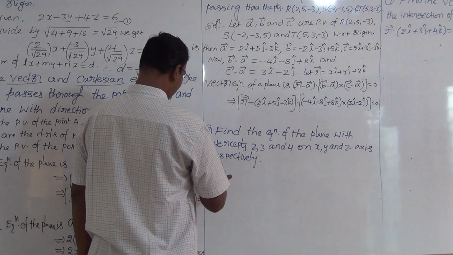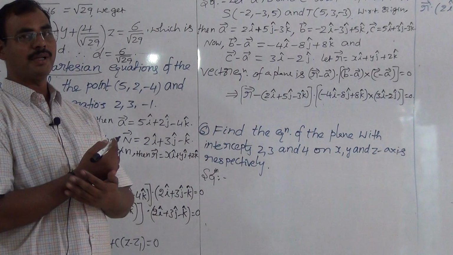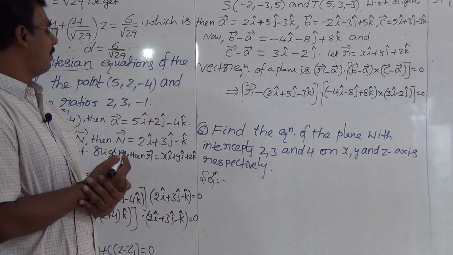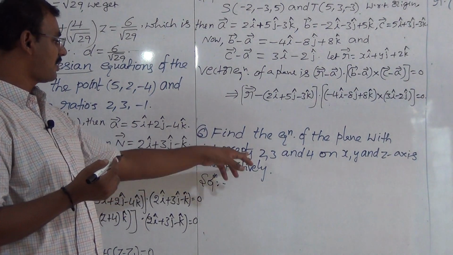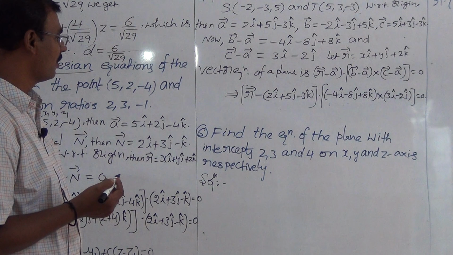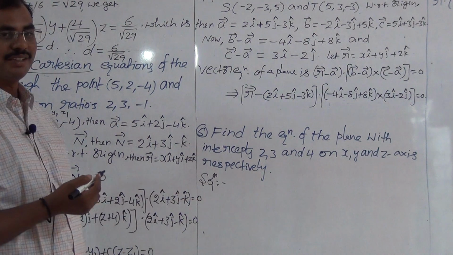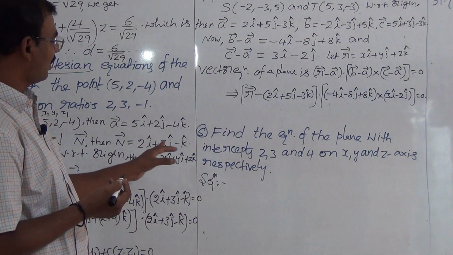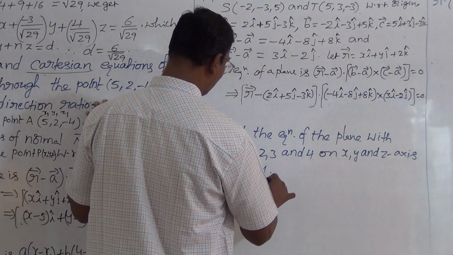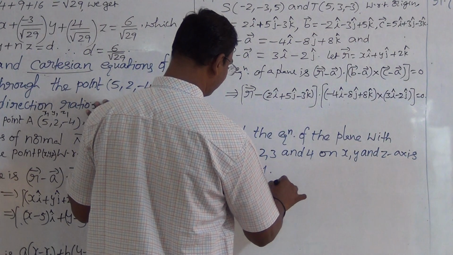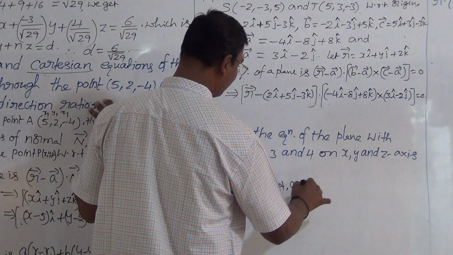Next question, question number 6. All are different forms of plane equations. Find the equation of the plane with intercepts 2, 3 and 4 on the x, y and z axes respectively. Very simple question. So what are the intercepts here? The x intercept is generally called a. So a is equal to 2, given.